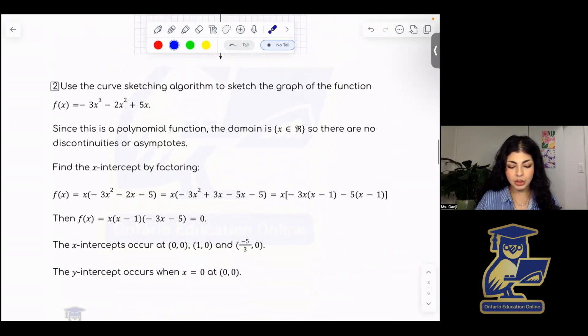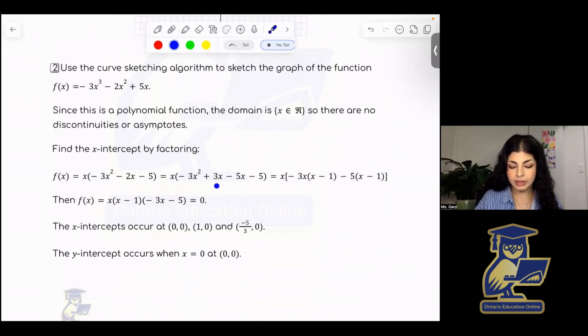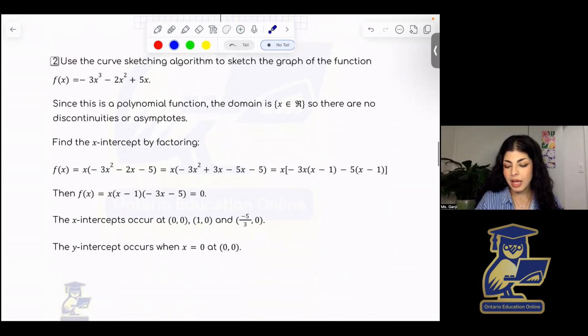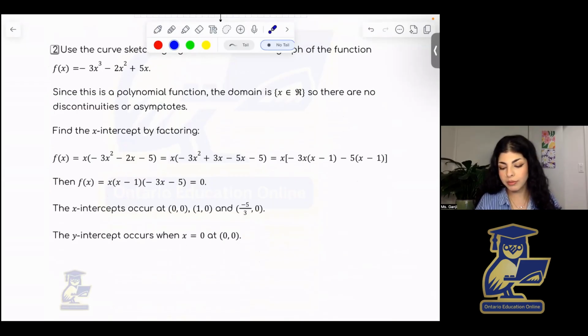Now we find the x-intercept. I'm doing this just by factoring. They all have an x in common, so factoring that out. And then this is my quadratic function. I'm just factoring using decomposition here. So I know -2x is 3x minus 5x. Use any factoring method that you feel comfortable with. I'm just showing you a different method here.